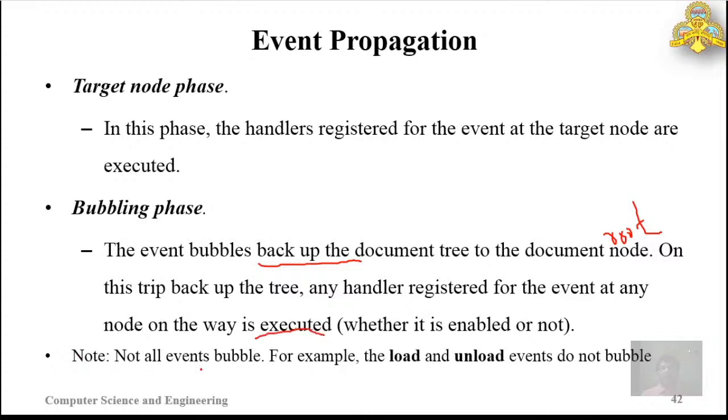And not all events bubble up. For example, the load and unload events of the body tag do not bubble. That means if any event occurred at that node, propagation up the document tree is not done. That's the exception case.